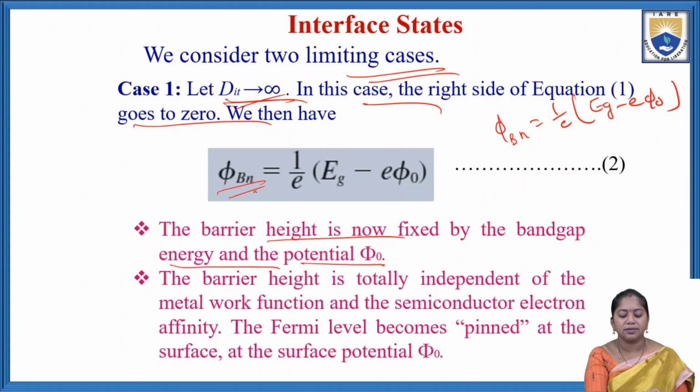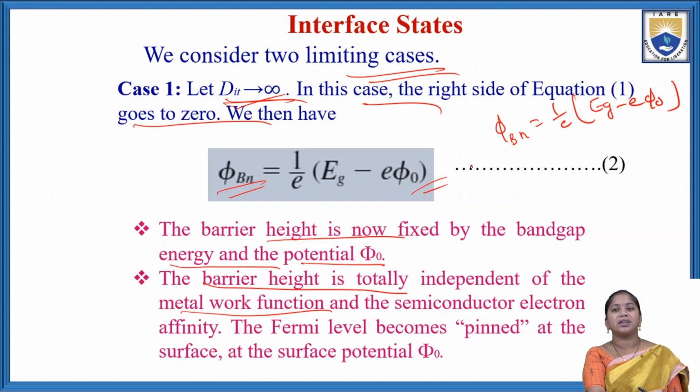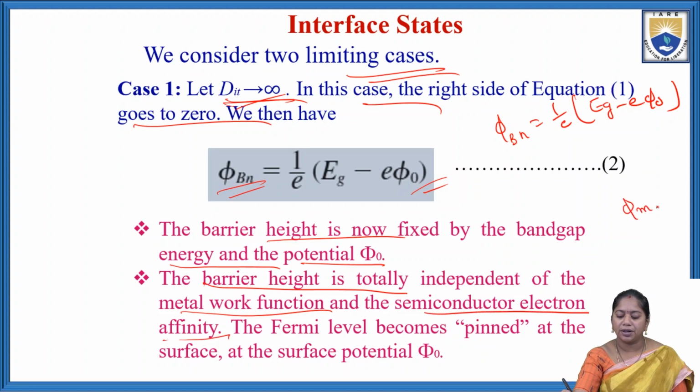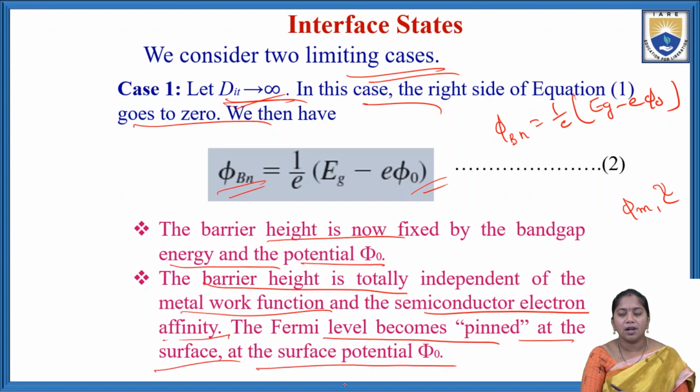Here the barrier height depends on the energy gap and the surface potential φ0. So the barrier height is totally independent of the metal work function and the semiconductor electron affinity. It will not depend on φm and χ, where φm is the metal work function and χ is the electron affinity. So the Fermi level becomes pinned at the surface potential φ0.